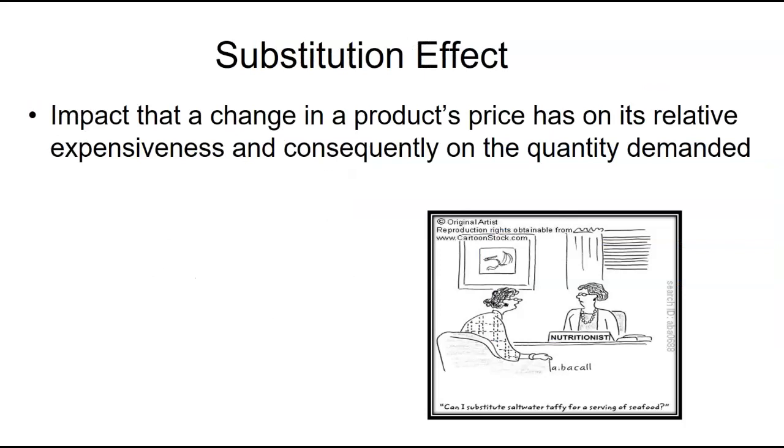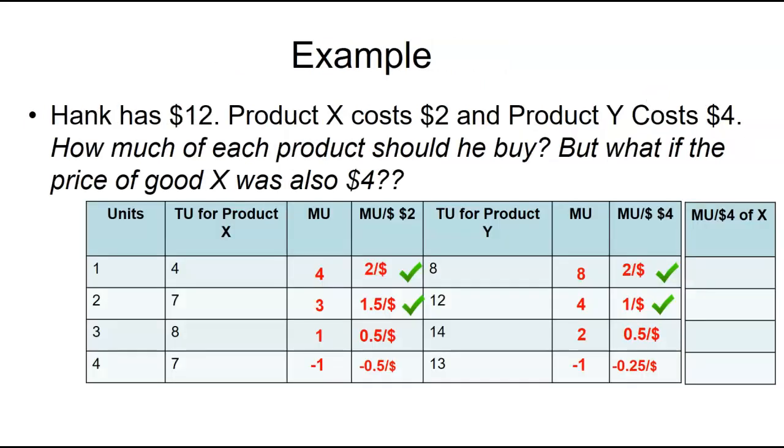For the substitution effect, the other reason why the demand curve is downsloping, we talked about the impact that a change in the product's price has on its relative expensiveness and consequently on the quantity demanded. So as the price of a second good changes, like Pepsi and Coca-Cola are substitute goods, as the price of one of those changes, you're going to buy more of the other one.